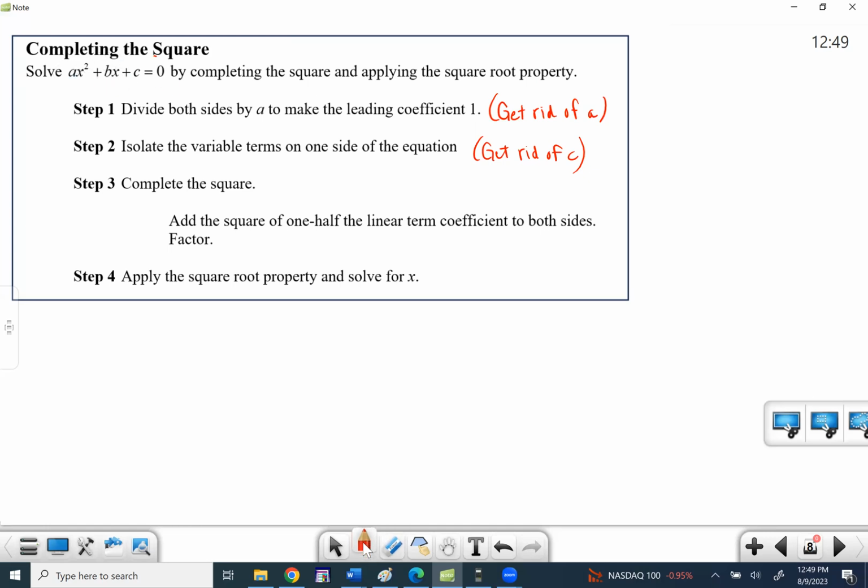Then complete the square: add the square of 1/2 the linear term coefficient to both sides, then factor. So I'm just going to put add 1/2 of b squared to both sides. This one's not that much shorter. And factor. And then finally, I just put solve by square roots.